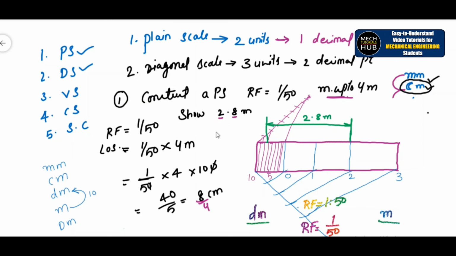For example, one more, he may ask you to show 1.5 meters. To show that 1.5 meters, again one leg on 1 and one leg on 5, the whole thing is going to read a distance of 1.5 meters. Simple. Okay, the only thing that we need to know is conversions. If you know conversions, every other thing becomes so easy.